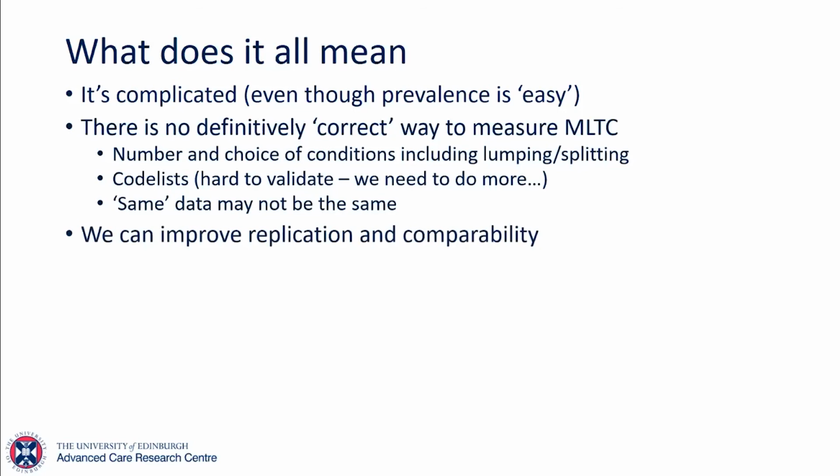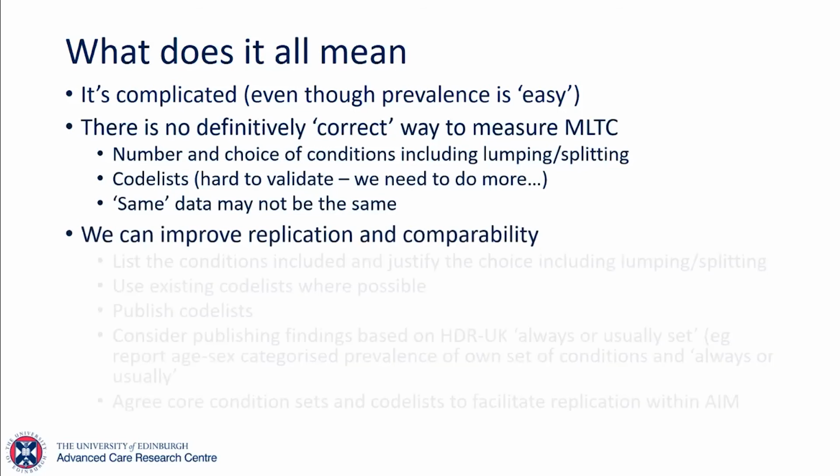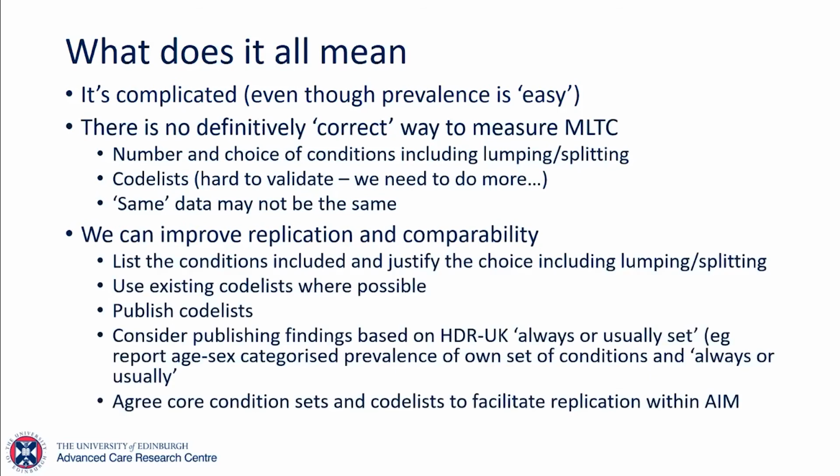So what can we do, though? I'm trying to be more positive. We can improve replication comparability. When you're doing this, you need to tell everybody which conditions you're including. And I think we should all be justifying the choice of every condition. And we should be explicit about our decisions about whether to lump or to split. So we have chosen chronic liver disease as a category because we have chosen these causes of chronic liver disease and defined them as being on their own or complicated by cirrhosis, portal hypertension, liver failure, and varices, or whatever decision you make. But that should be explicit and should be an appendix table that is completely clear.